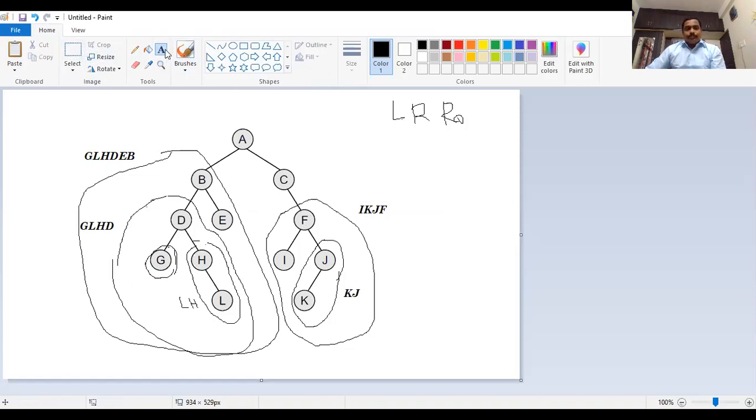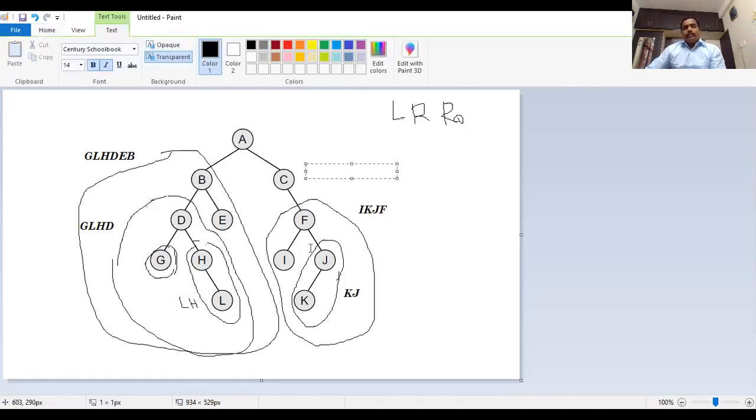Here C is the root. There is no left side, then the right side is there. So first we have to complete the right side: I, K, J, F, then C. C is the root. Then the left side we know, the right side we know. Finally we can write root A.